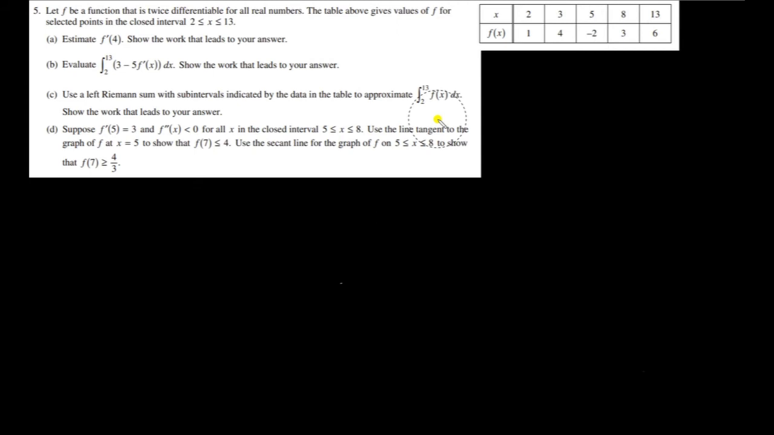Part D. Suppose f prime of 5 is equal to 3, and f double prime of x is less than 0 for all x in the closed interval from between 5 and 8. Use the line tangent to the graph of f at x equals 5 to show that f of 7 is less than 4. And then, similarly, use the secant line for the graph of f on x between 5 and 8 to show that f of 7 is greater than or equal to 4/3.